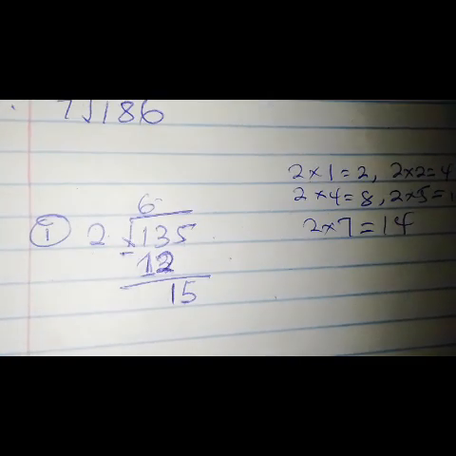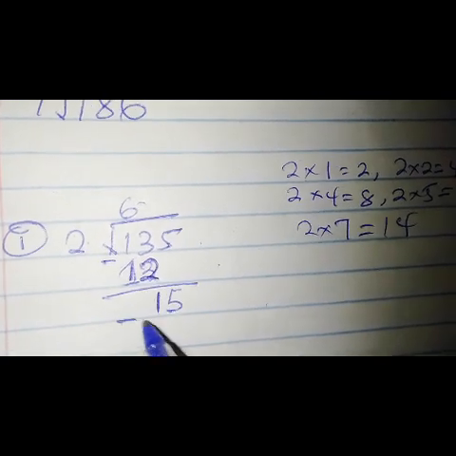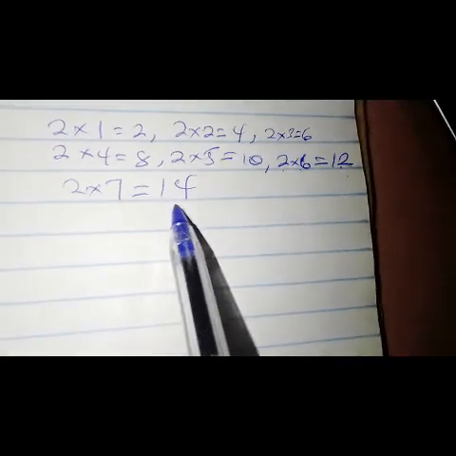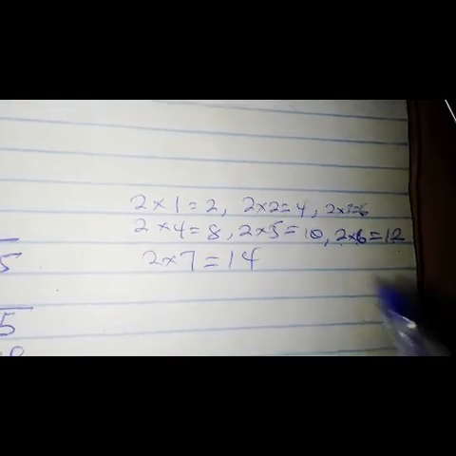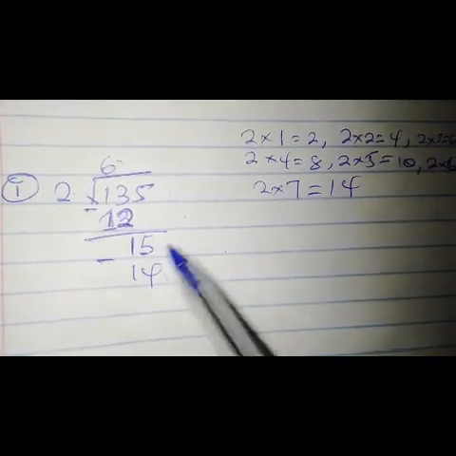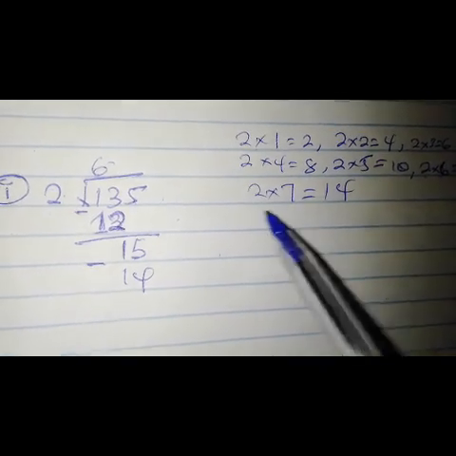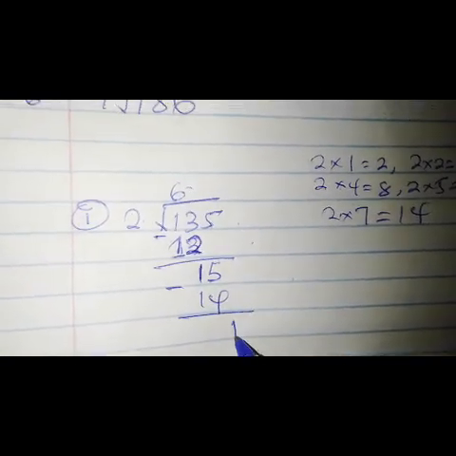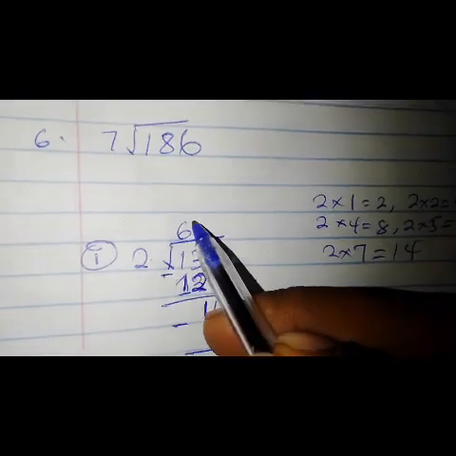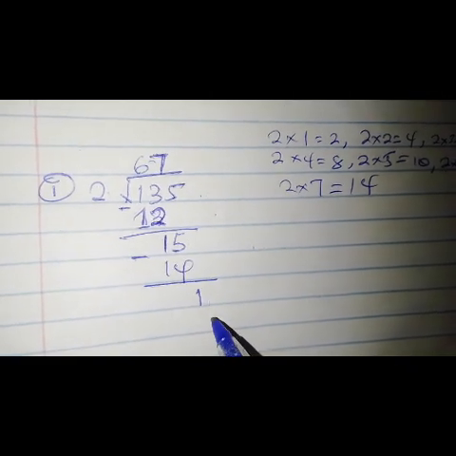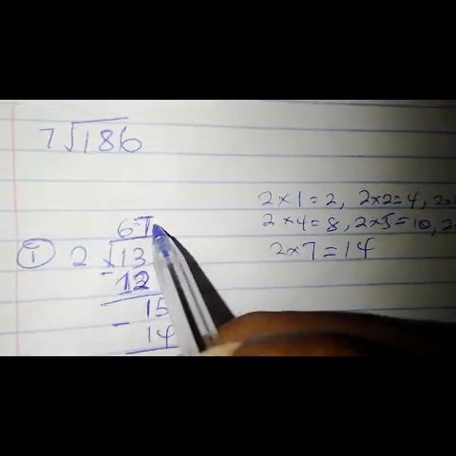So let's continue. We minus 14. You may ask where the 14 is from. We wanted the number closest to 15, so we followed the table: 2 times 7 is 14, and it's the closest number to 15. So we do our subtraction, we get 1. So 2 times 7, so here is 7. Remember, we have 1, and now we put a dot here.